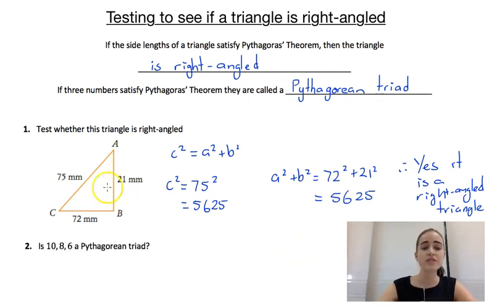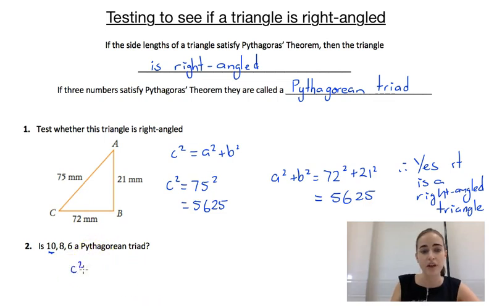Our last example says, is 10, 8, 6 a Pythagorean triad? So again, it's going to be a similar process because those three numbers have to satisfy Pythagoras' theorem to be a Pythagorean triad. So we know that c squared has to be our hypotenuse. Now we don't have it drawn on a triangle, but we know that the hypotenuse is always the longest side. So for us, the 10 is going to have to be the hypotenuse.